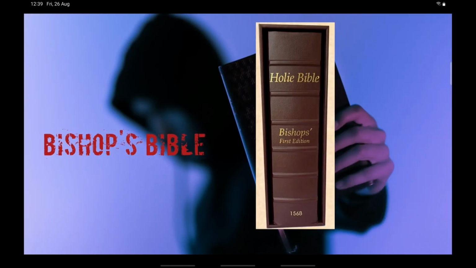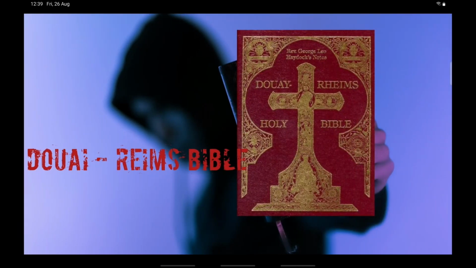The Bishop's Bible. The Geneva Bible displeased the bishops, so in 1568 they undertook a revised version of the Great Bible. The name comes from the fact that they had a large number of bishops on the revision committee. Finally, we have the Douay-Rheims Bible.